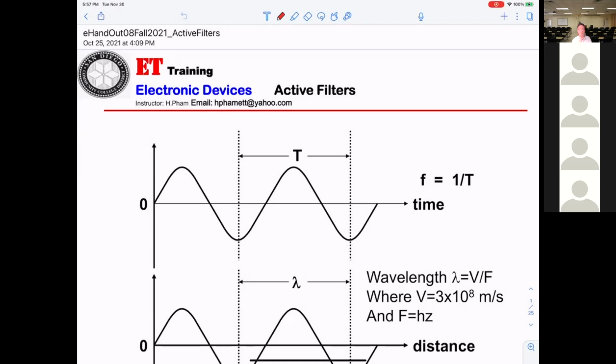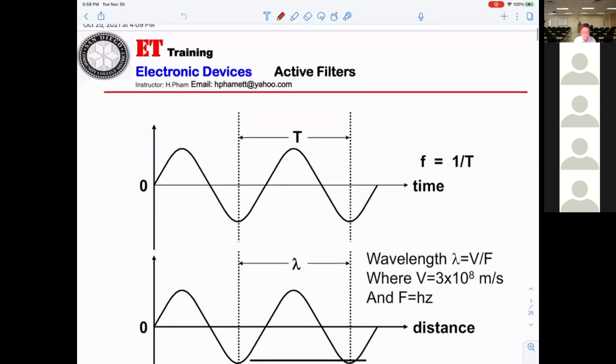However, they're using the op-amp to build the filter with R and C. And the op-amp needs the DC power supply. So that's what they call active, okay? And this is a very, very basic thing.